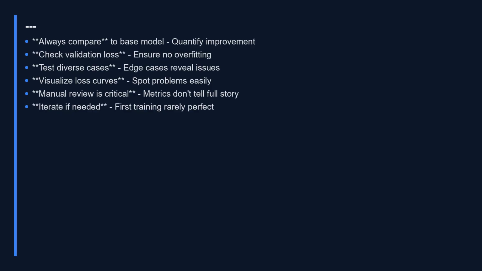Visualize your loss curves. A 2-minute look at a plot reveals problems that would take hours to diagnose from raw numbers. Do manual review. Quantitative scores tell you how often the model is right, but only reading actual outputs tells you how it fails. And expect to iterate. A first training run that needs adjustment isn't a failure, it's the normal process.